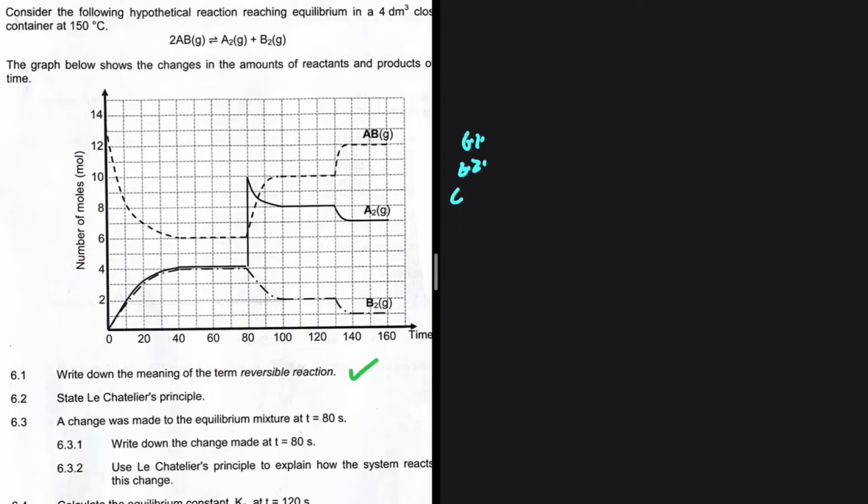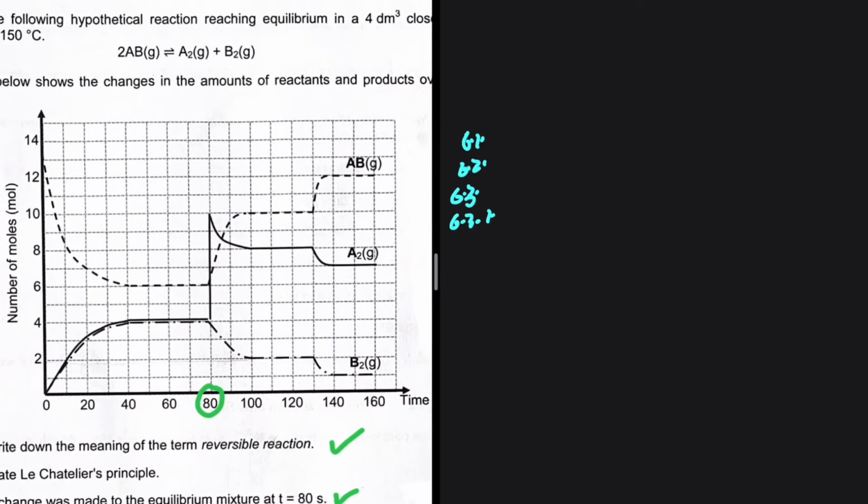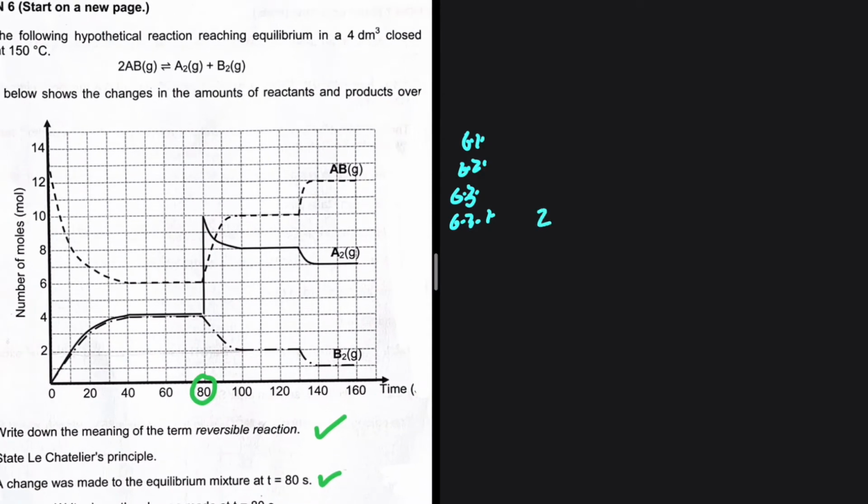Let's take a look at 6.3, 6.3.1. A change was made to the equilibrium mixture at t equals 80 seconds. Write down the change made at t equals 80 seconds. So let's go ahead and have a look. This is t equals 80 seconds. We have a reaction 2AB giving us A2 plus B2, right?